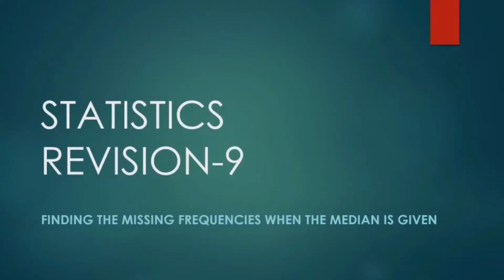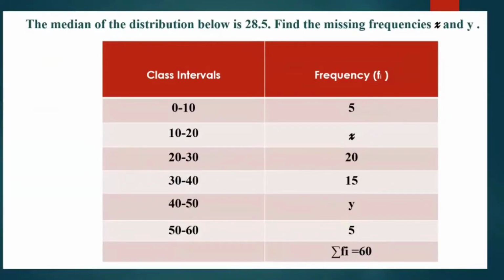So hello everyone. In the previous two videos, you have done how to find out the missing frequencies when the mean and the mode are given to us. In this video, I'll be telling you how to find out the missing frequencies when the median is given to us. So the question is, the median of the distribution below is 28.5. Find the missing frequencies X and Y.